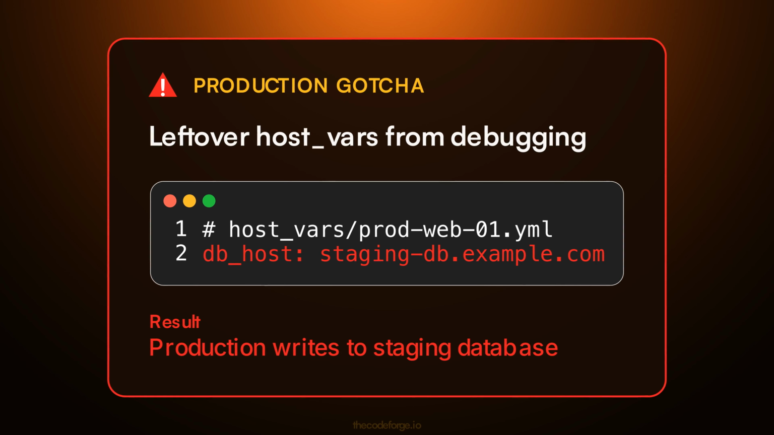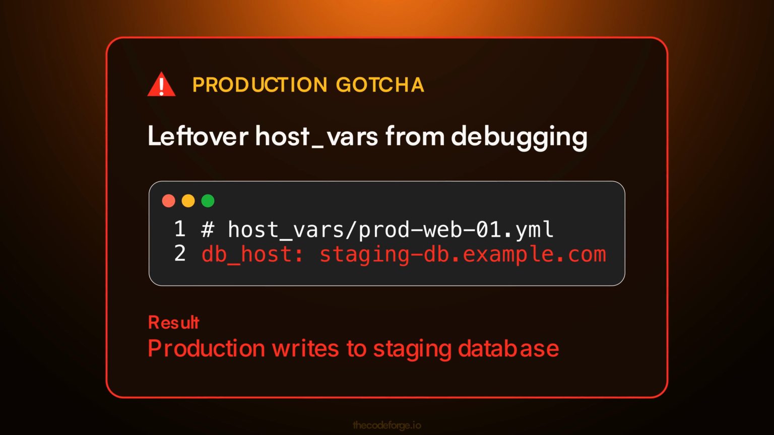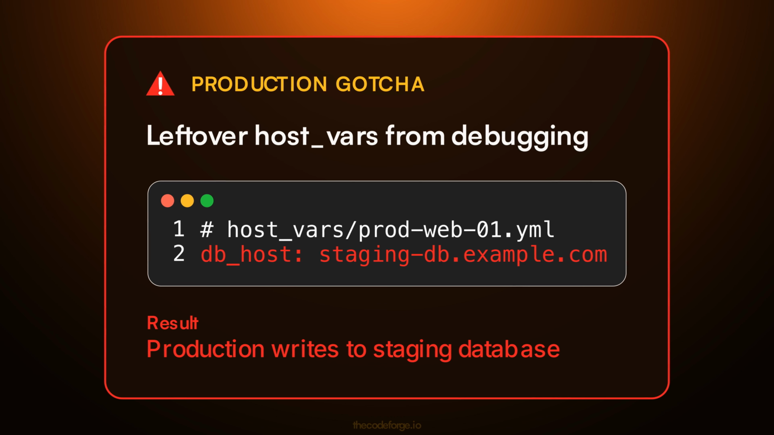This is the exact line that caused the incident. A host_vars file left over from a debugging session 6 months ago set db_host to the staging database. Because host_vars overrides group_vars silently, production traffic was routed to staging with no warning.